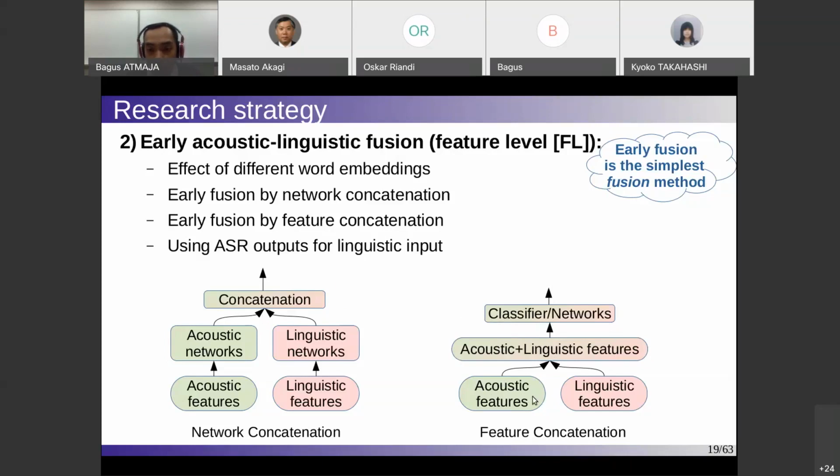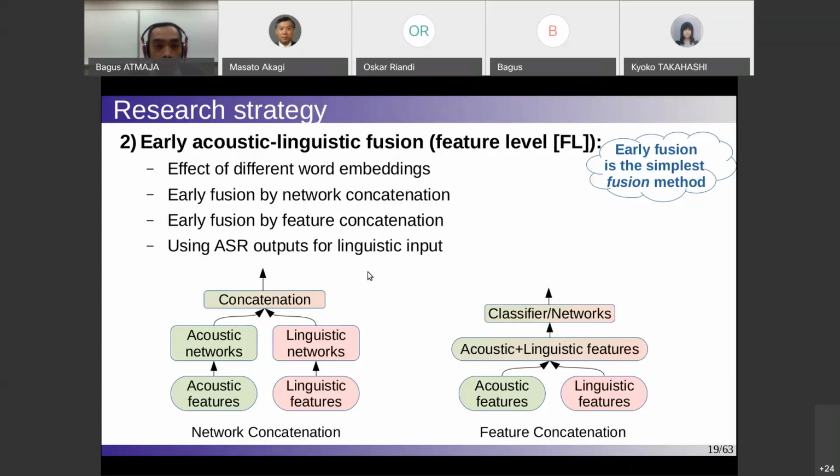So between acoustic feature and acoustic feature, we could concatenate them into one feature, and then we train both features in the same model here. So the difference between the network concatenation and feature concatenation is in the number of models. Here only one, and here is two, between different modalities.